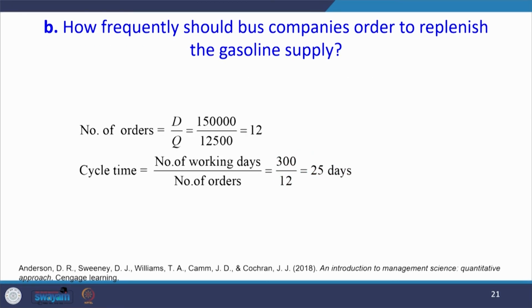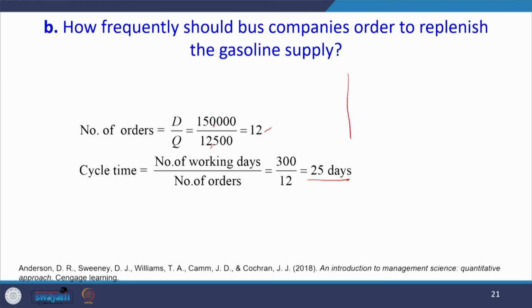Now, how frequently should the bus company order to replenish the gasoline supply? To answer this, first you should know the number of orders. What is the number of orders? 150,000 upon 12,500 is 12. So, the number of orders per year is 12. So, what is the cycle time? Number of working days upon number of orders. So, 300 working days per year upon 12 orders. So, every 25 days the company should make the order.